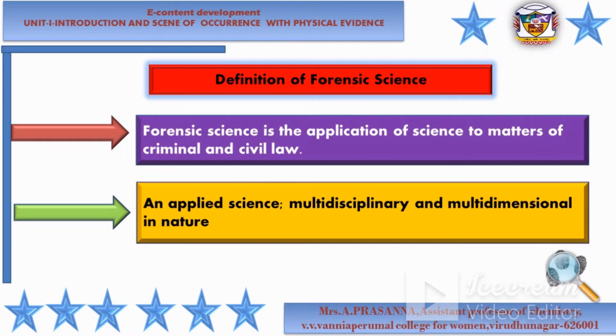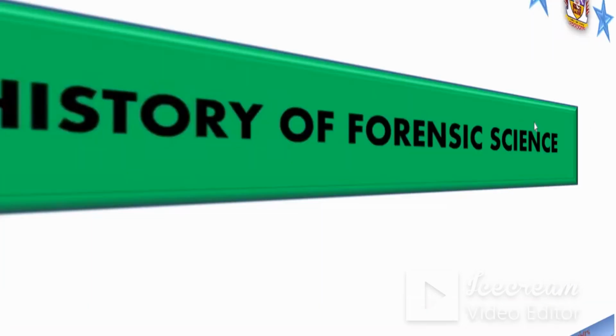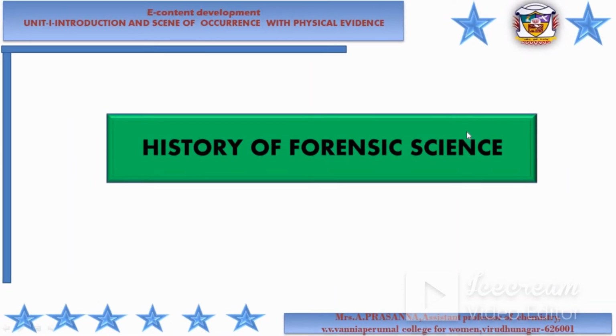It plays a critical role in the administration of justice, not only aids in the investigation and prosecution of crimes but also assists in meeting the ends of justice. Forensic science is primarily associated with crime and crime scene investigation.